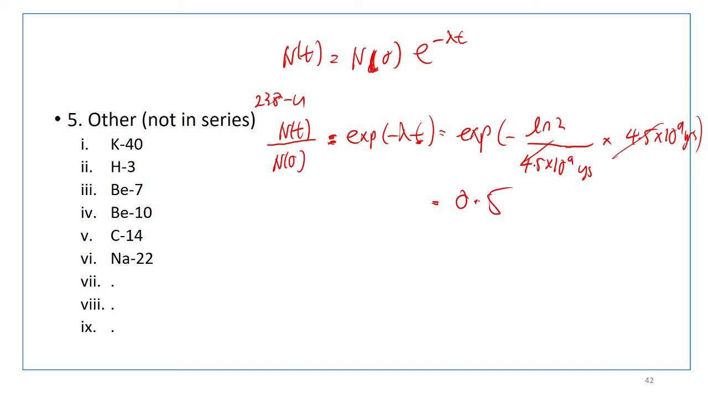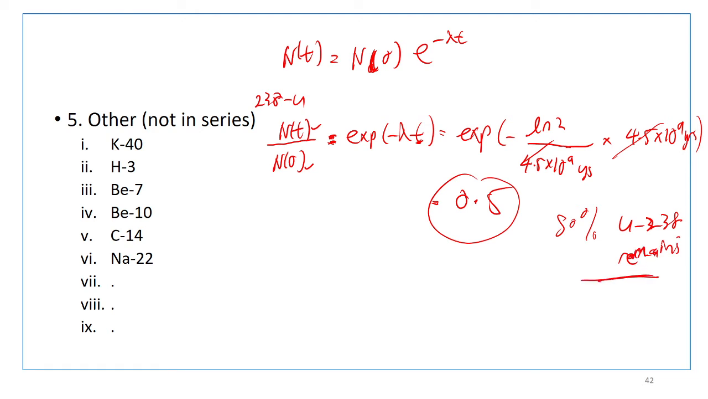Meaning that at the present time, compared to the initial time, at the current time in 2021, there are 50% of uranium 238 remaining, which is why you can easily find uranium 238.